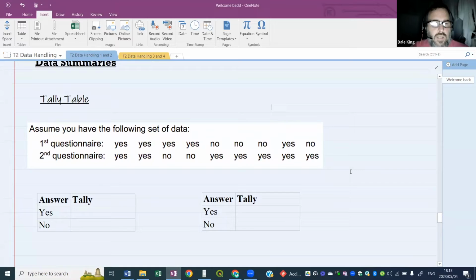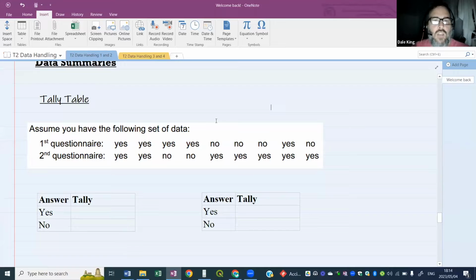Now, the cool thing about a tally table is it's a visual representation. All right. So when we look at these two questionnaires here with the two rows, questionnaire 1 and questionnaire 2, we can't really see how many said yes and how many said no. We can get an idea of how many in each questionnaire, but we can't really tell at a quick glance how many yes and how many no, who was more yes or no. All right. So a tally table helps us with that. And it's a quick, easy way to count up all the values in the data set.